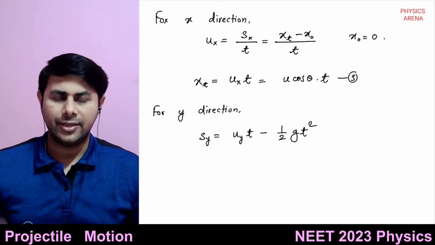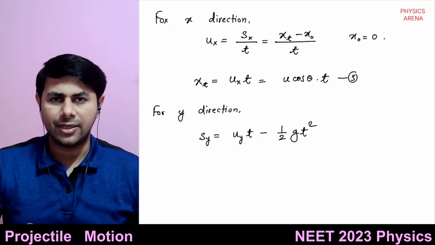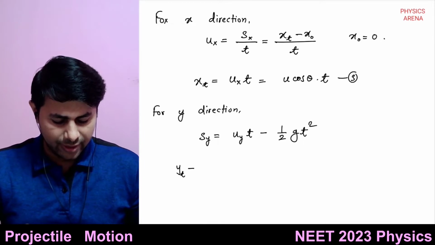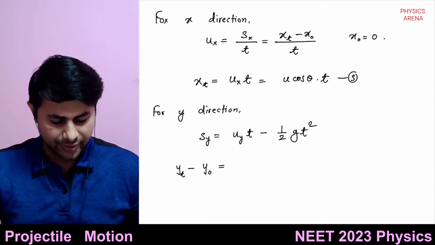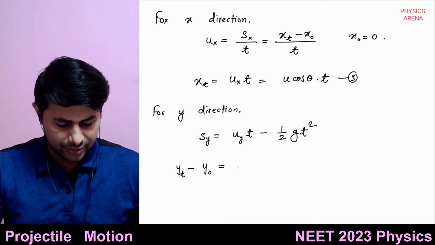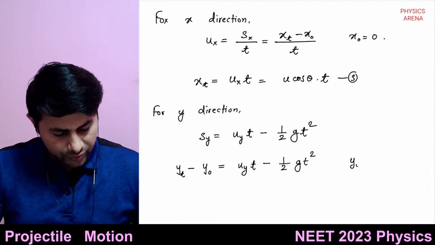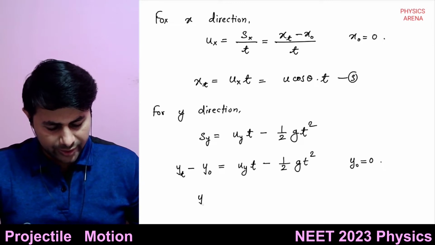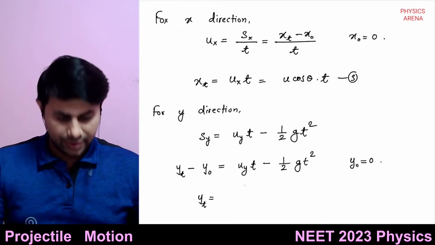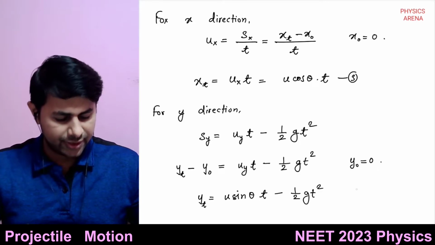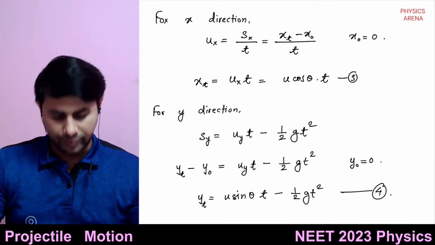So sy is displacement in y direction, which can be written as what? Y at some later time, okay, y position at some later time minus y position at the beginning. It is uy times t minus half of g multiplied by t square. So put y0 equals to 0. What do you get? Y at time t is equal to what? Uy times t, which is u sine theta multiplied by t minus half of gt square. Okay, so this is equation 4.